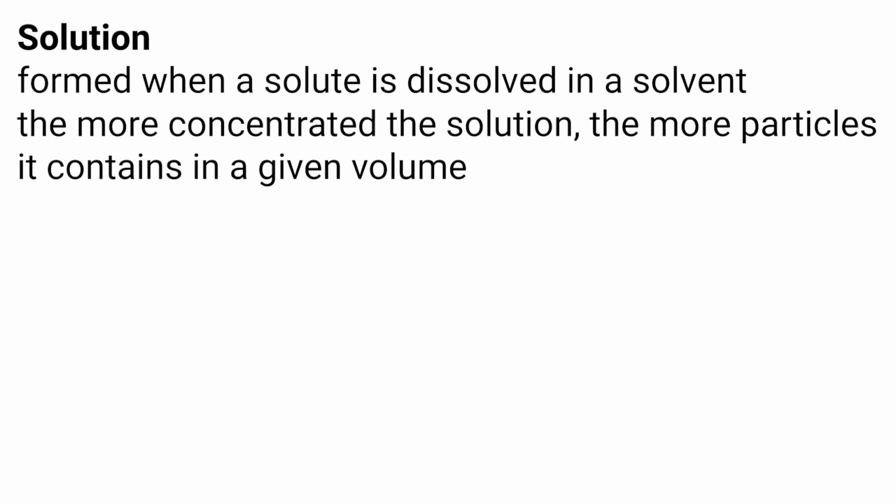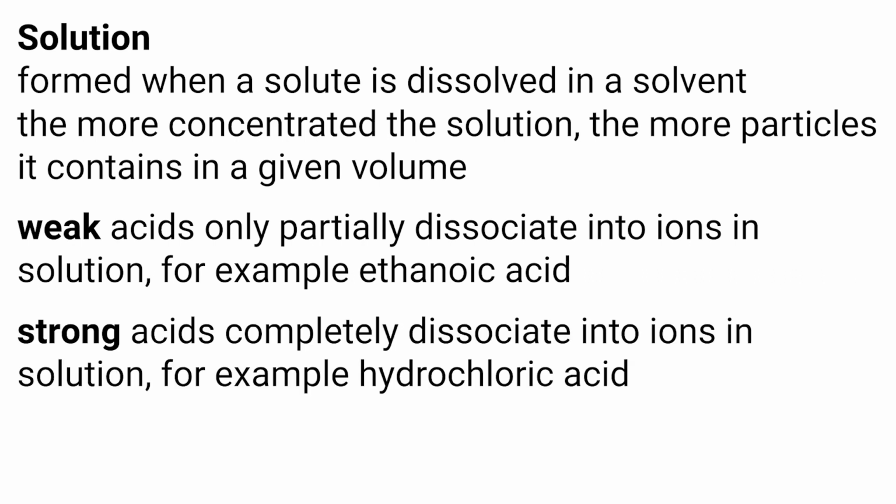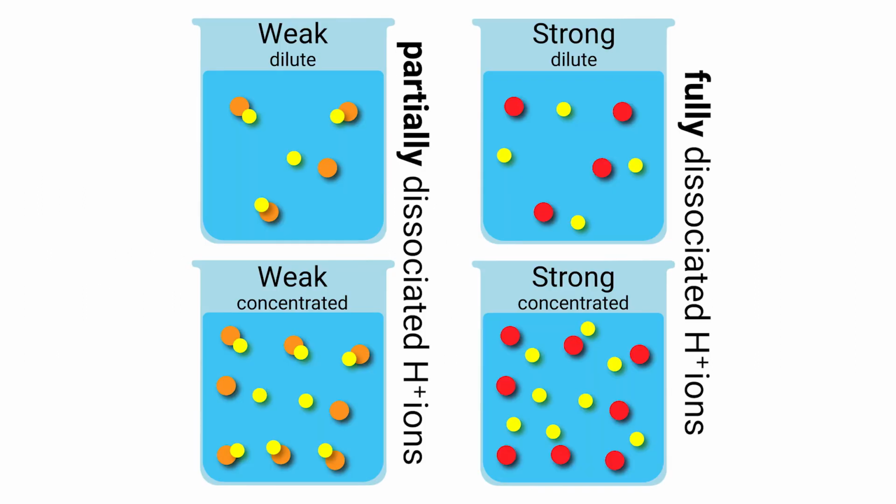We mustn't get confused between dilute and weak, or concentrated and strong, because a weak solution means that the substance only partially dissociates into ions when it's in solution. An example for this would be ethanoic acid. A solution that is strong means that it will completely dissociate into ions when dissolved in solution. An example for this would be hydrochloric acid, or maybe even sulfuric acid. We can have a dilute weak solution or a concentrated weak solution. We can also have a dilute strong solution or even a concentrated strong solution.